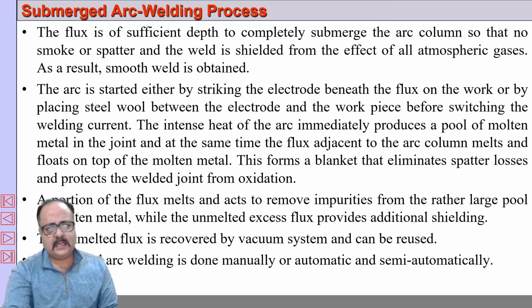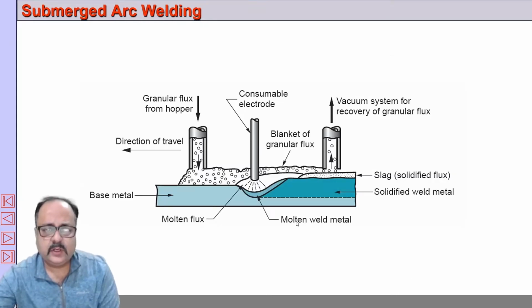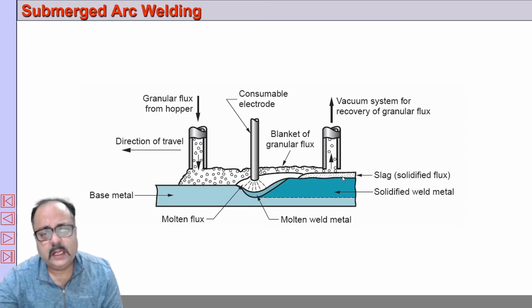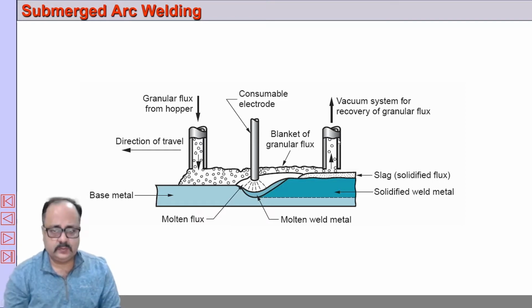How do we start the arc? The arc may be started by the touch start method, or we can use steel wool to initiate the arc. That is also possible. Whatever slag is formed has to be removed, and the flux that is unused can be recovered and reused.